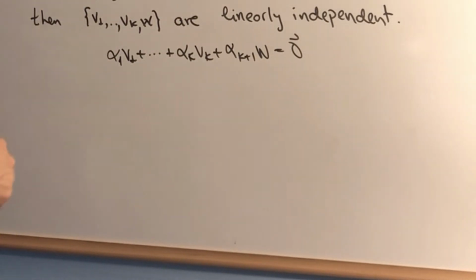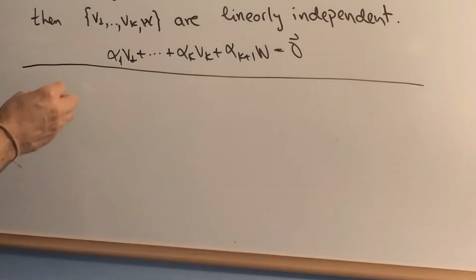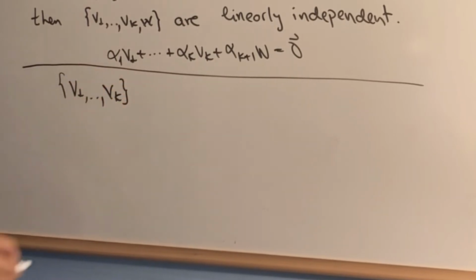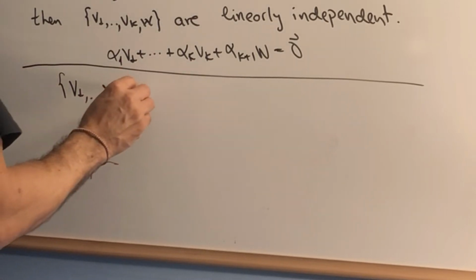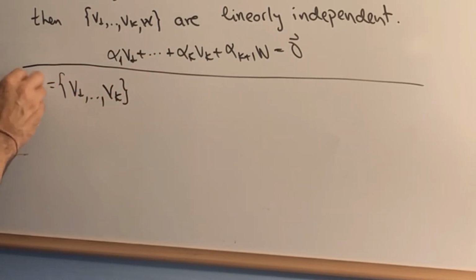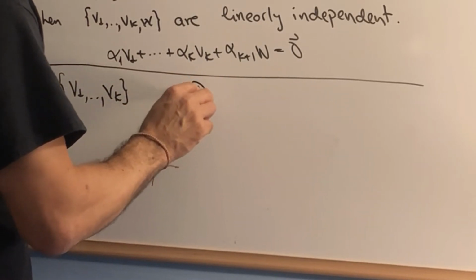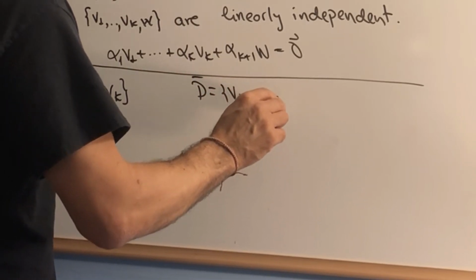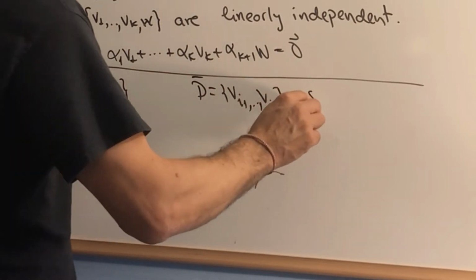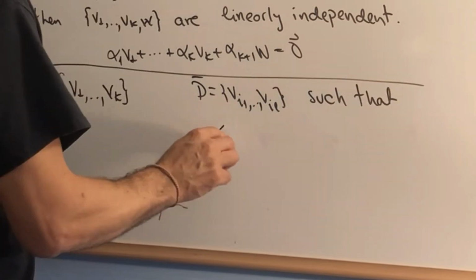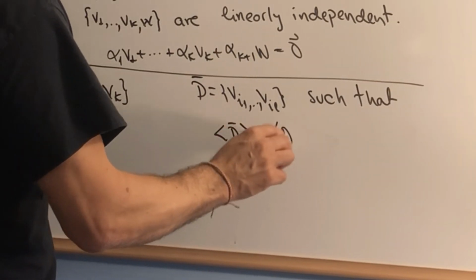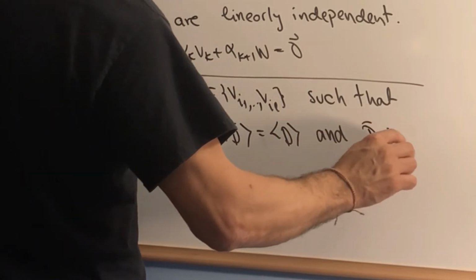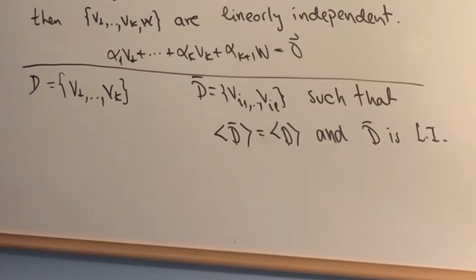Another property that we can show is the following. If we have some vectors, let's say B1 up to Bk, then from this collection of vectors, we can pick a subcollection, let's call it D bar equal to B sub E sub 1, ..., B sub E sub L. We pick some of them such that the span of D bar is equal to the span of D, and D bar is a set that is linearly independent.